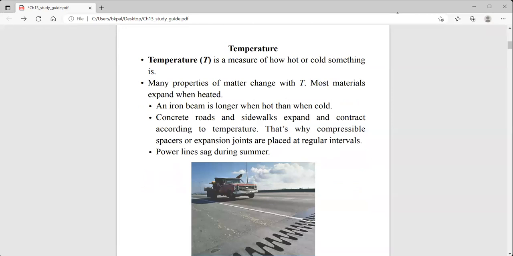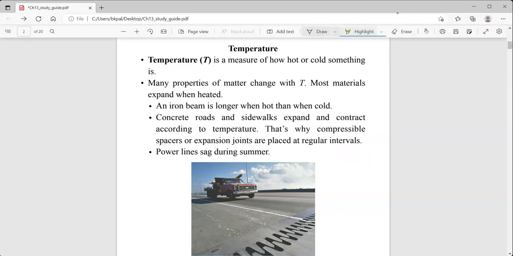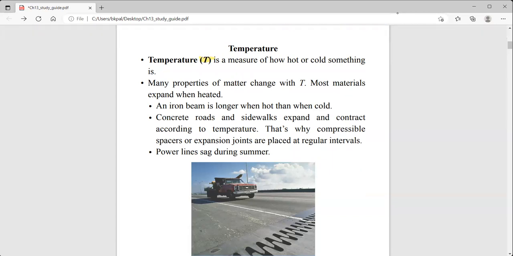Temperature. So what is temperature? Normally we use this symbol, capital T, to represent temperature. Remember that in physics 1 we used T for time period, so don't confuse time period and temperature. Temperature is a measure of how hot or how cold an object is.